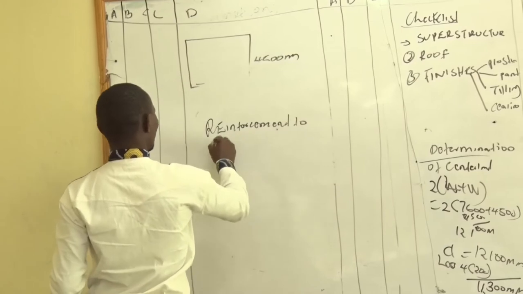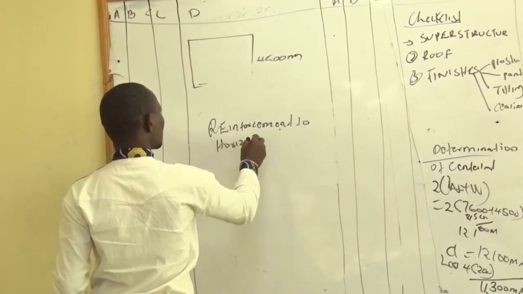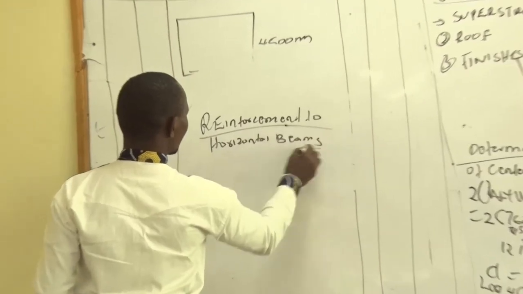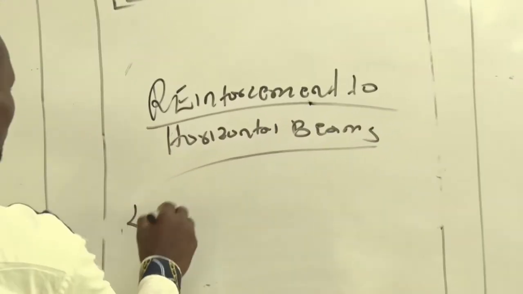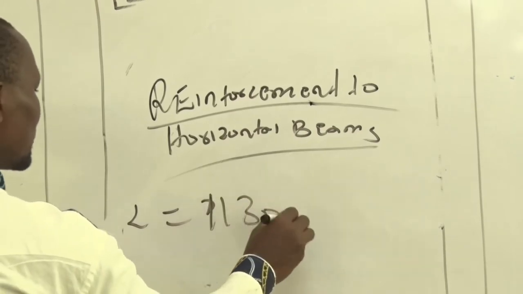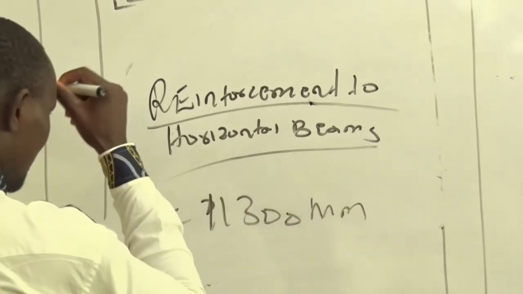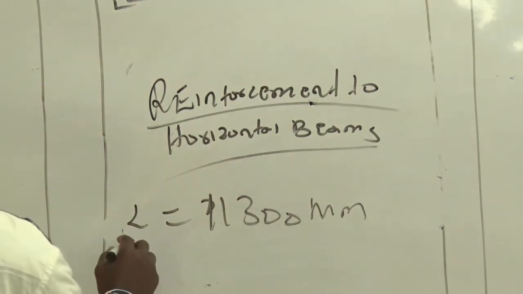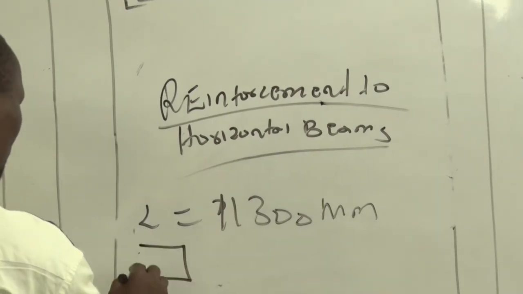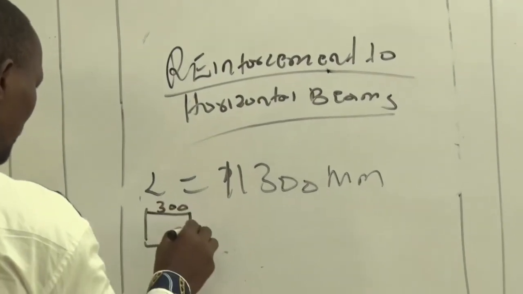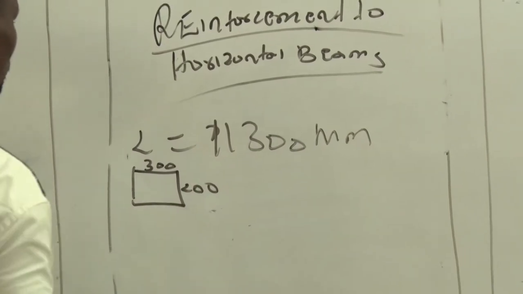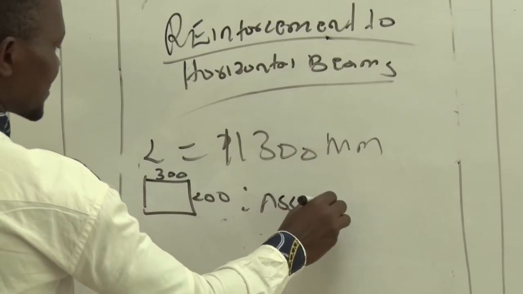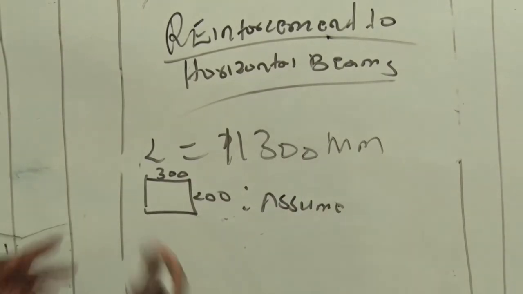To horizontal beams. So the length, you have been told, it is 11,300 as the center line millimeters. Then that's the length, and that our beam was 300 by 200. Then you say, assume. These are the things you must assume. You will not be given them in the exam. You're supposed to assume most of them.